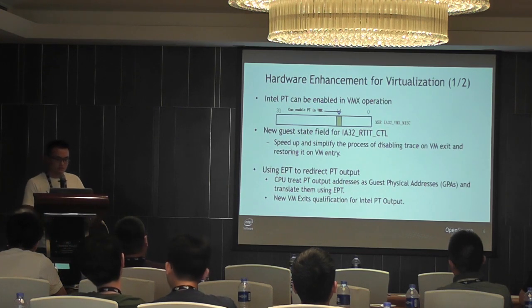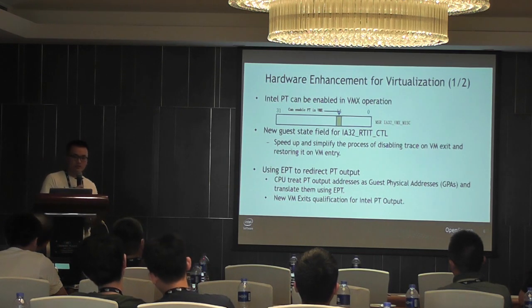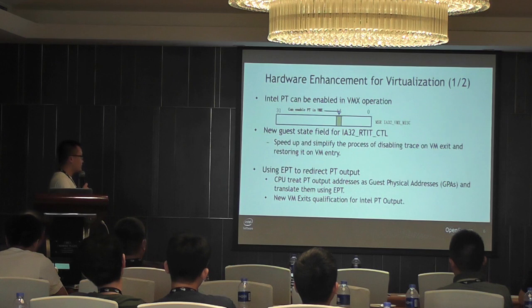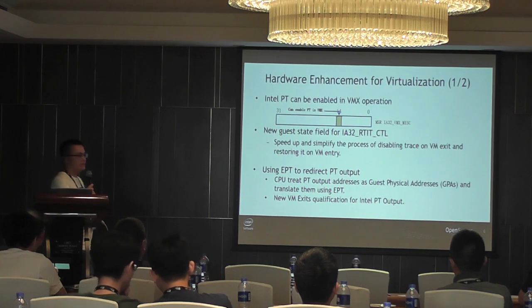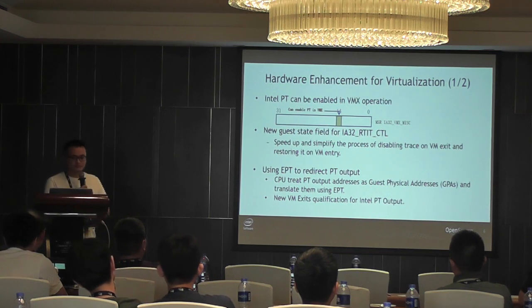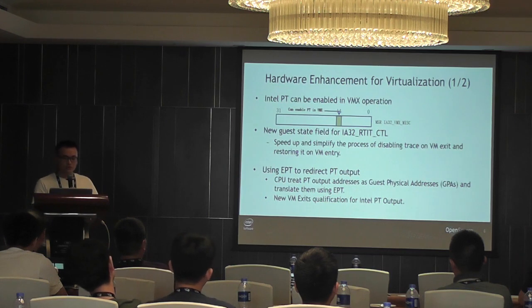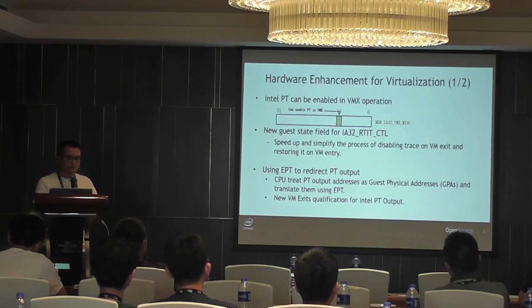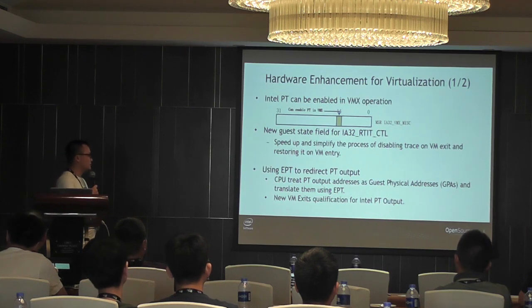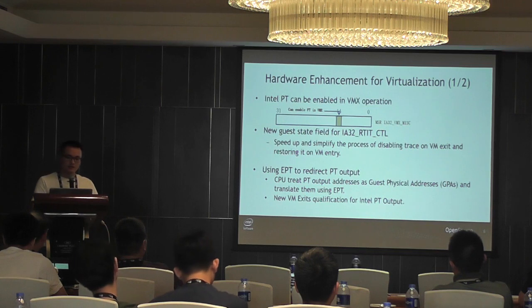In this section I will introduce some hardware enhancements for virtualization. First, we add a new bit in a register. This is the capability of whether we can enable Intel PT in VMX operation. The next one, we add a new guest state field for VMCS. This can speed up and simplify the process of disabling trace on VM exit and restoring the guest status on VM entry. The next is the most important hardware enhancement.